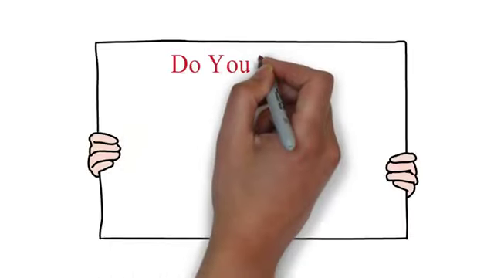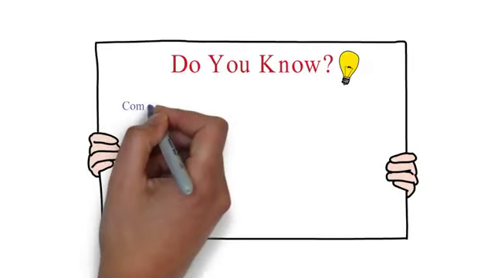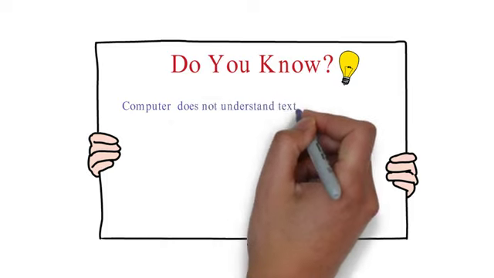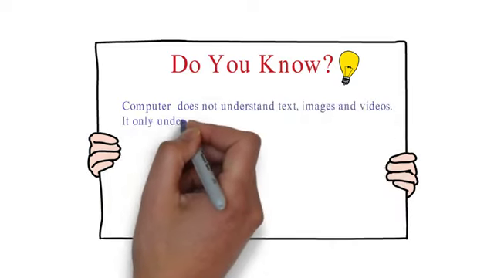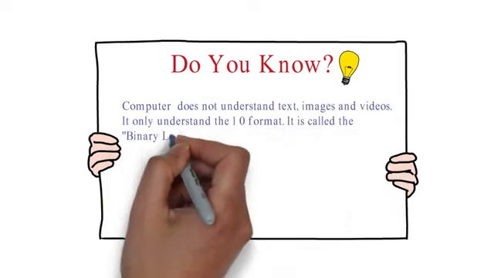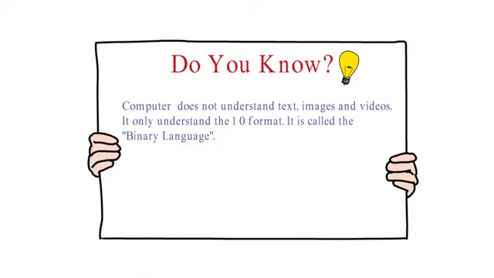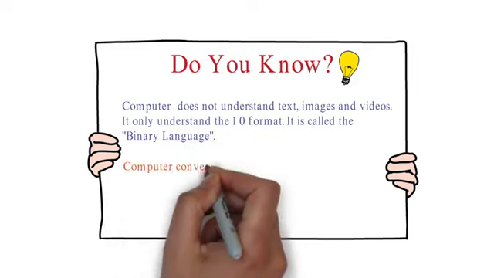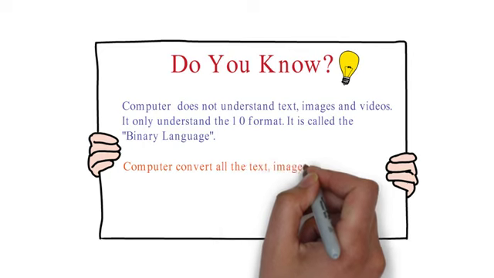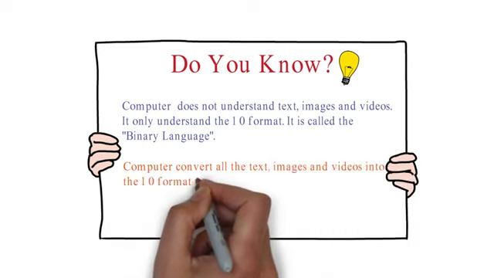Do you know? Computer does not understand text, images, and videos. It only understand the 1-0 format. It is called the binary language. Computer convert all the text, images, and videos into the 1-0 format to understand it.